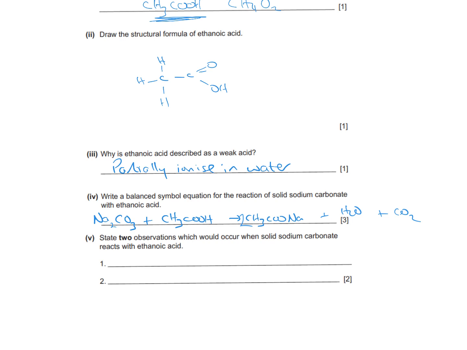Two observations when a carbonate reacts with the ethanoic acid. Again, this is just like with any acid. There's going to be fizzing or bubbles or gas produced. The carbonate will disappear. You could say a colourless solution formed. Sometimes heat's released as well, and that has been allowed in the past, but it's not always given a mark. So I would try to remember these 3 here rather than just say heat released.